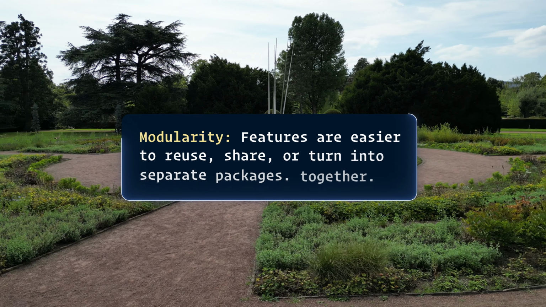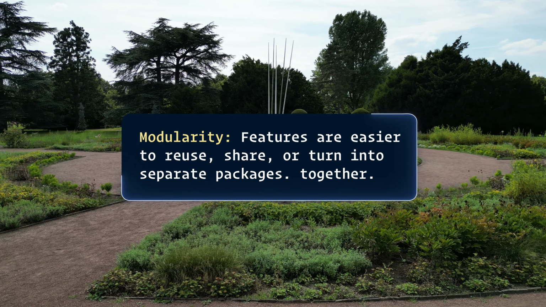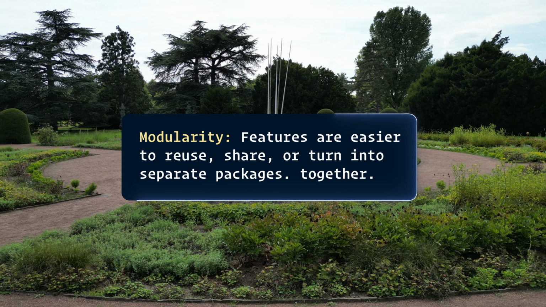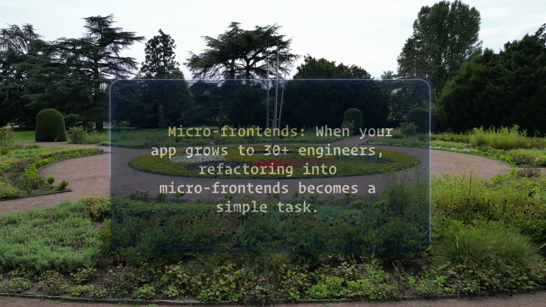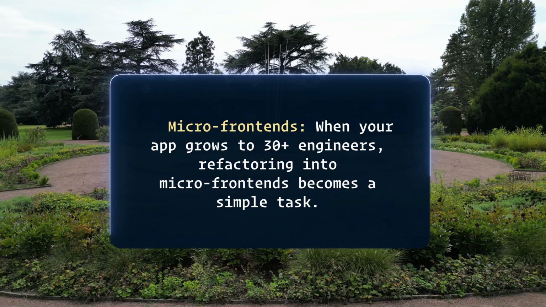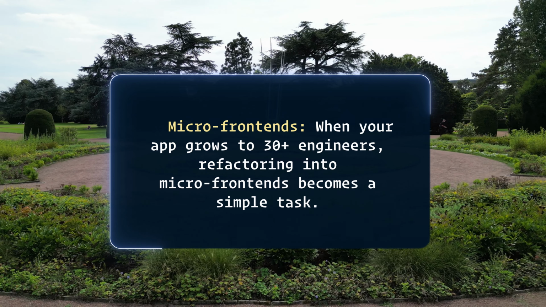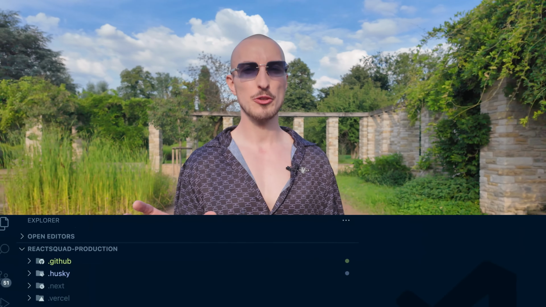The modularity of your code that you get when you group by feature allows your features to be reused, shared and turned into standalone packages, which also prepares your whole application to eventually become micro frontends if you ever need it for scaling reasons. Take a look at this example that shows you exactly how your code could look when you group by feature.